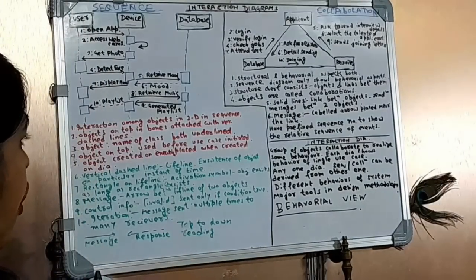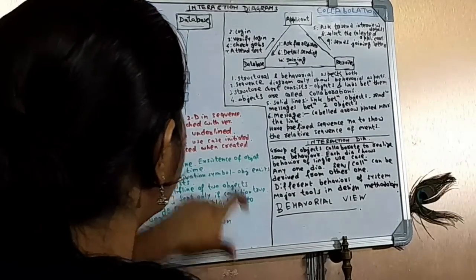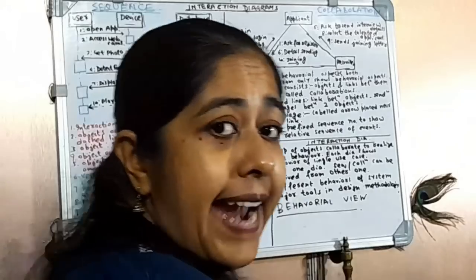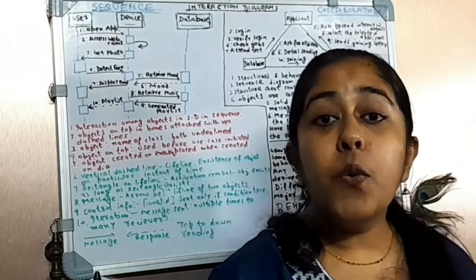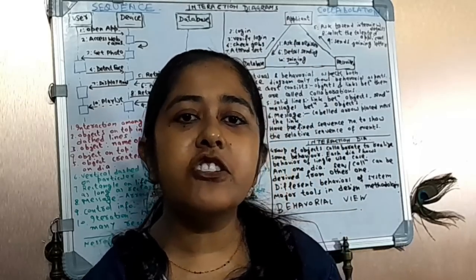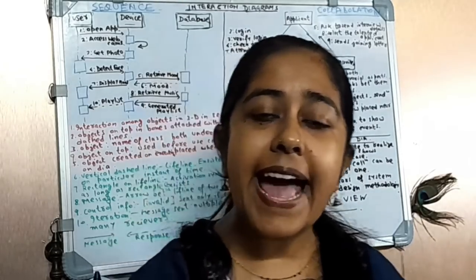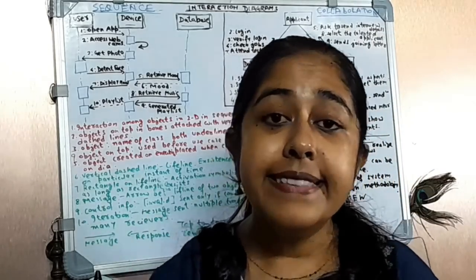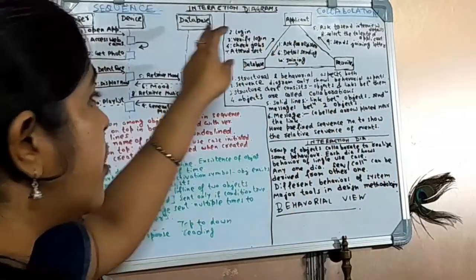Now, objects on top are used before the use case is initiated. These are the objects we write when we are at the initiation point. That is, my use case has not been started yet. At that time, the objects which I have, I am going to write on the top.